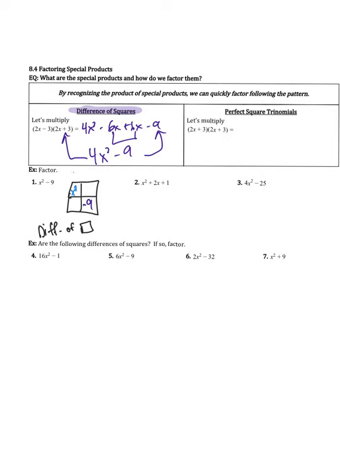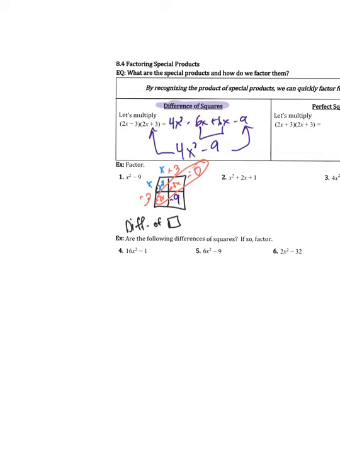So what multiplies to be x squared? X times x. And what multiplies to be negative 9, but then also adds to be 0? Well, this is a perfect square. So what's the square root of 9? It's 3. And I need one of these to be positive and the other to be negative. So this would give me negative 3x plus 3x. That gives me 0. So this difference of squares is going to factor to be x plus 3, x minus 3.